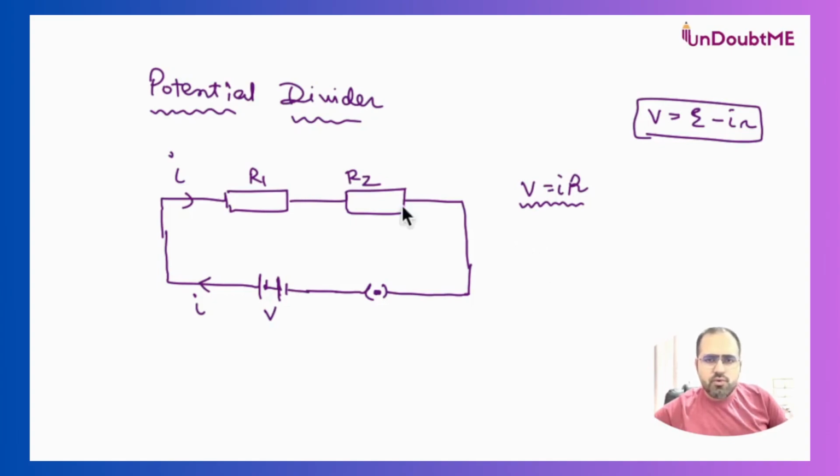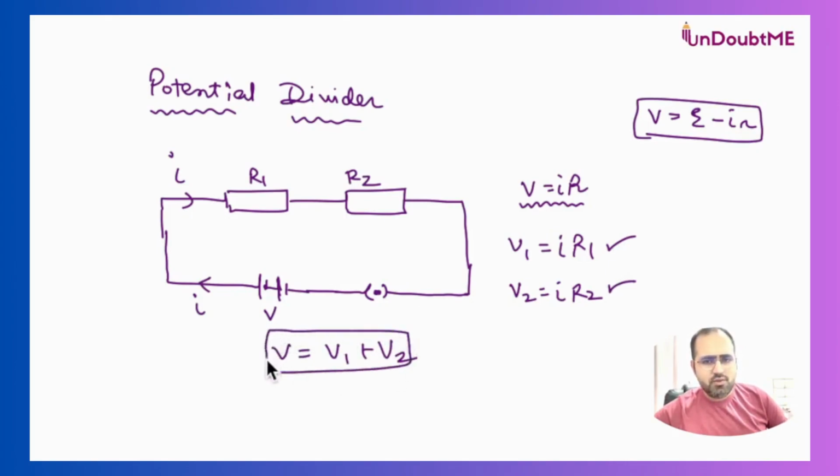So for the first one, I will write V1 is equal to IR1. They have the same current, but their resistances are different, so they will have different potentials. V1 is IR1, V2 is IR2, and logically V is equal to V1 plus V2 because that was the net supply voltage. This is the equation which we can call Kirchhoff's voltage law, where the net voltage supplied by the battery is equal to the sum of the voltages in the circuit. In other words, this potential is being divided across both the resistors.